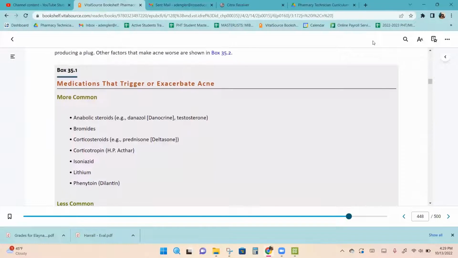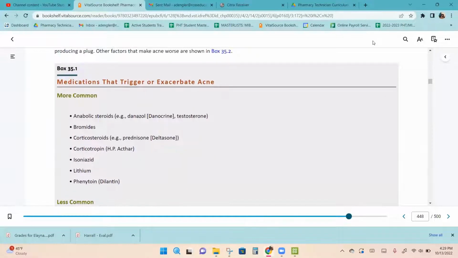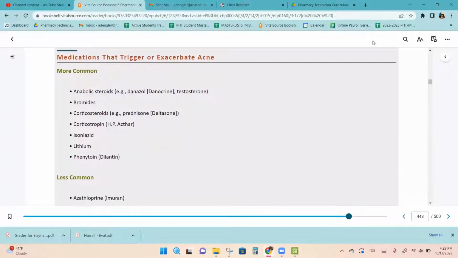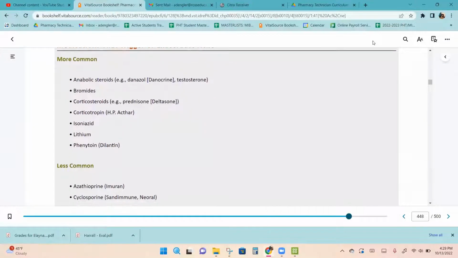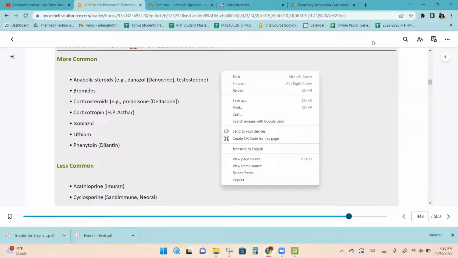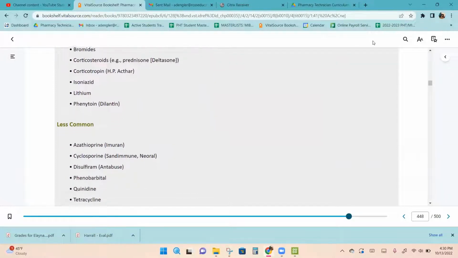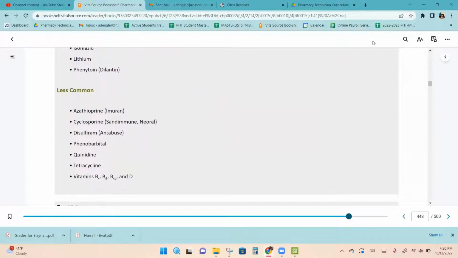Box 35.1 shows medications that trigger or exacerbate acne. We have anabolic steroids, bromides, corticosteroids, corticotropin, isoniazid, lithium, and phenytoin. And then we have some less common ones.